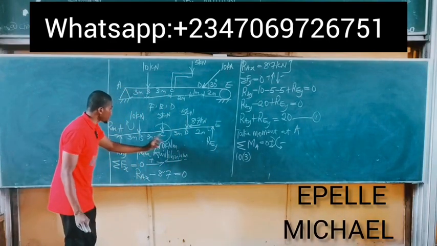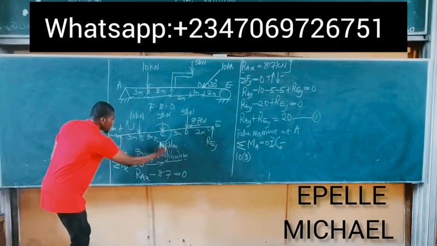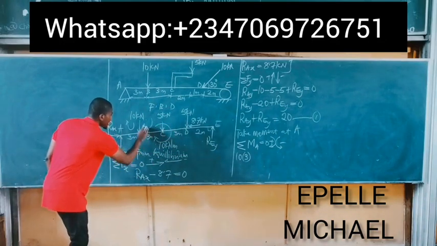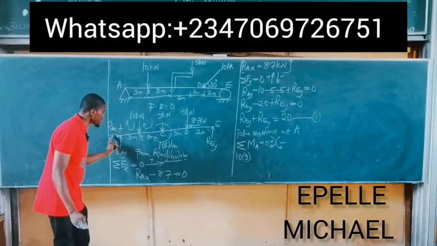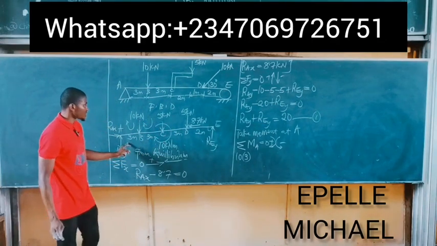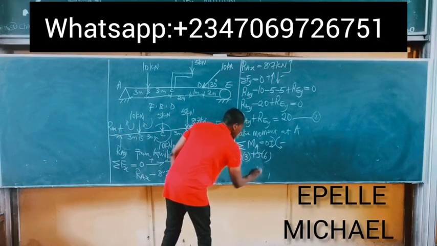Next, at point C, we have a 5 kilonewtons force acting downward, which means this moment will also turn in this direction to point A, this same direction, and it is positive. Total distance it takes this force to get to point A is simply 3 plus 3, which is 6. So we have plus 5 times 6.